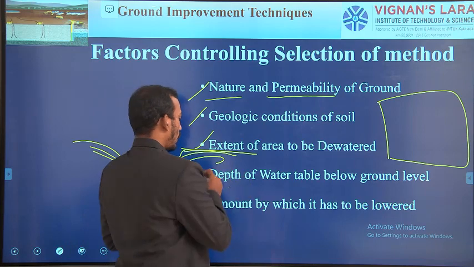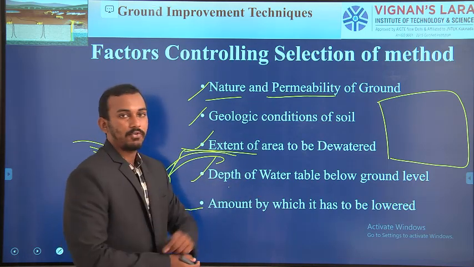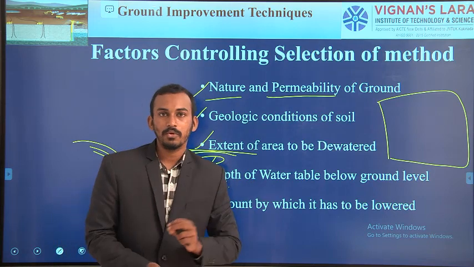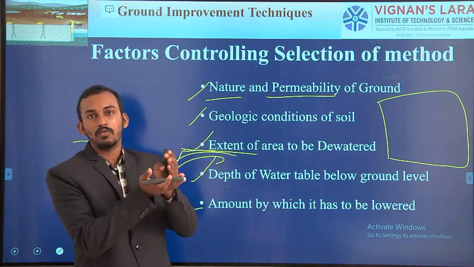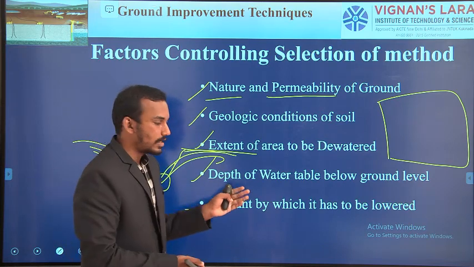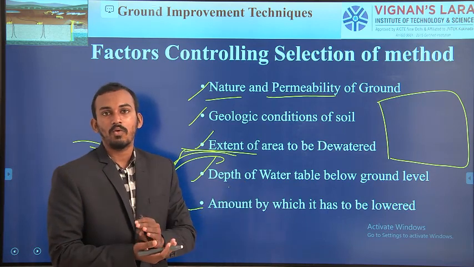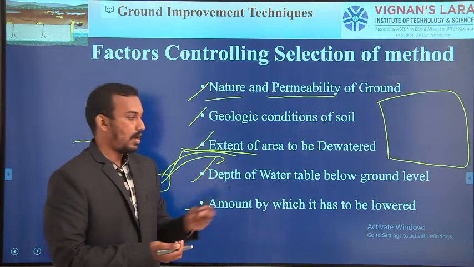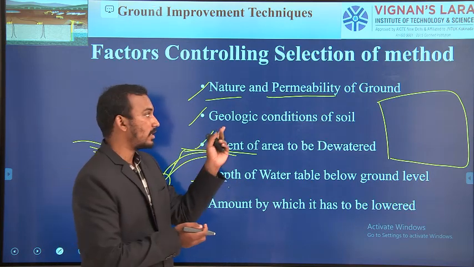Okay. The next one is depth of water table below the ground level. This is a very important factor. For example, the groundwater is available at a somewhat lower depth, not exactly close to the surface. In such cases, we use the well point system or electro-osmosis to remove the water at larger depths. Or if the water is available at very shallow depths, then we use sumps and ditches.